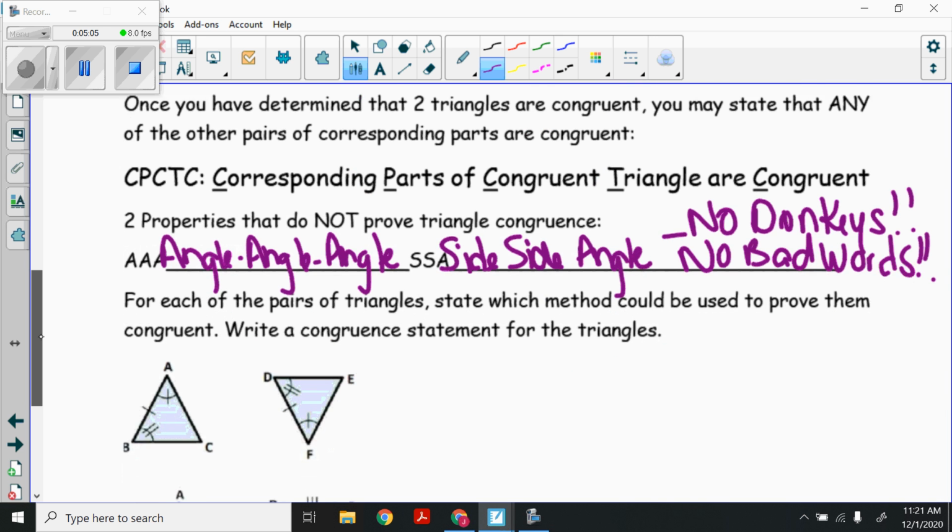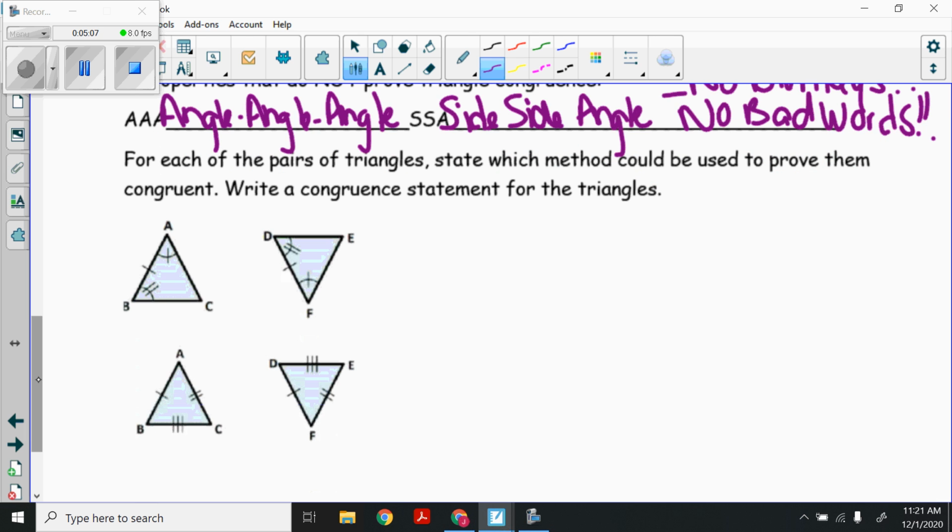Okay? For each of the pairs of triangles, state which method could be used to prove them congruent. Okay, we have those 5, and then write a congruent statement for the triangles. All right, so put your pencil on one of the starting places, and then just go in order. Okay, so I have angle, and then what do I have next? Side, angle. We have the exact same thing in the other triangle. Angle, side, angle. So I have ASA, 2 angles and the included side. That is one of the 5 that works. So that is our property, ASA.